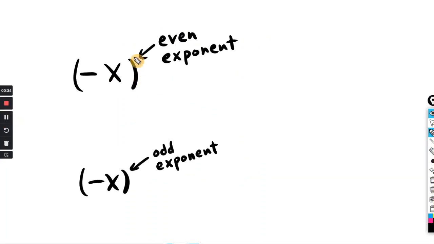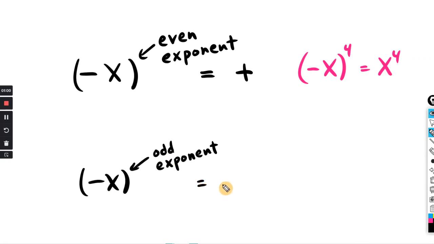If you have negative x and you raise that to an even exponent, you're going to get a positive. Just as an example, if you take negative x and raise that to the fourth power, that's the same as x to the fourth power. It's just going to be positive. But if you take negative x and raise that to an odd exponent, your answer is going to be negative. For example, negative x to the fifth power is the same as negative x to the fifth power. So the even exponent returns a positive, the odd exponent returns a negative.